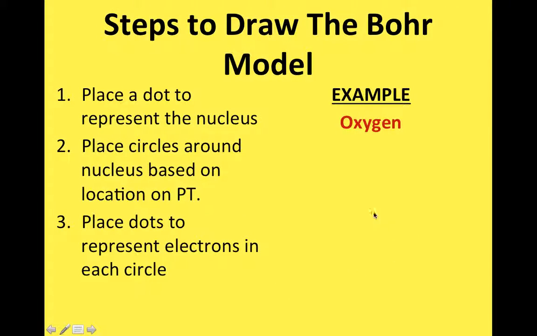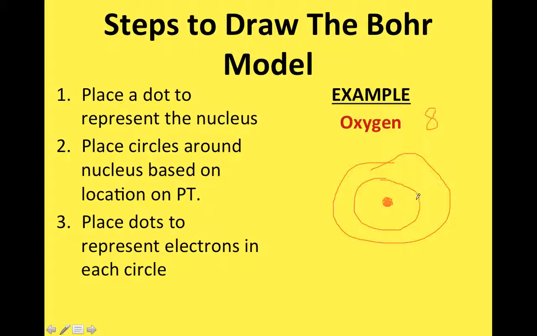Here we're going to model and draw oxygen so you have an idea, and then we'll practice in just a second. I'm going to start with drawing a closed-in circle to represent the nucleus. Oxygen, if I look on the periodic table, is found on the second row. Therefore, I'm going to draw 2 circles. Its atomic number, the number on top, is 8.